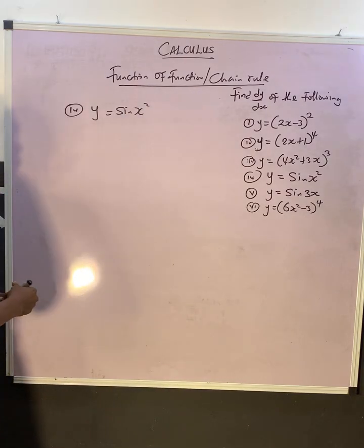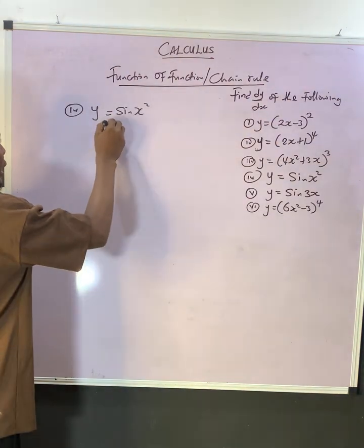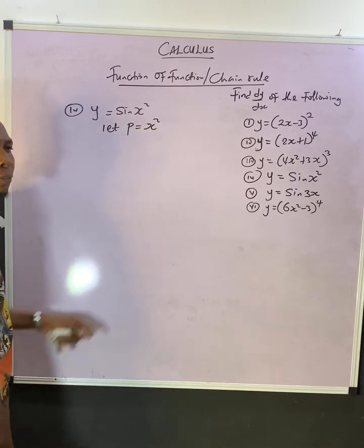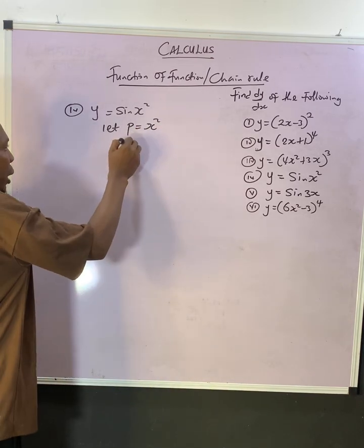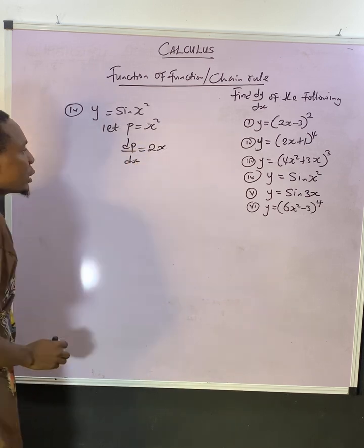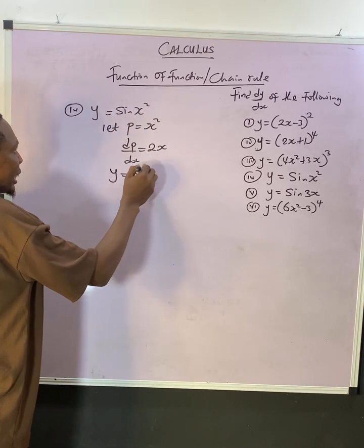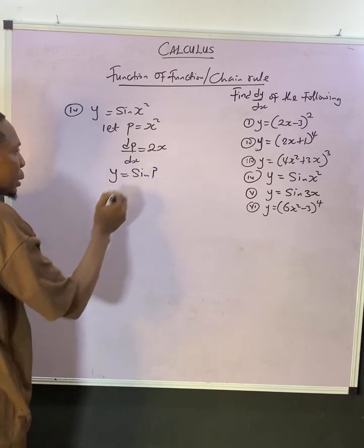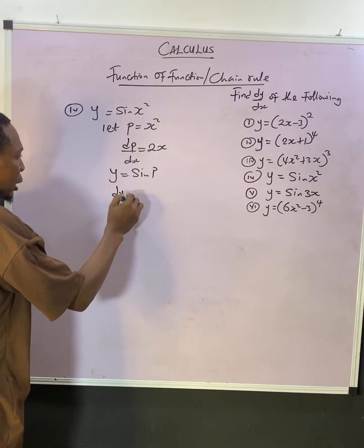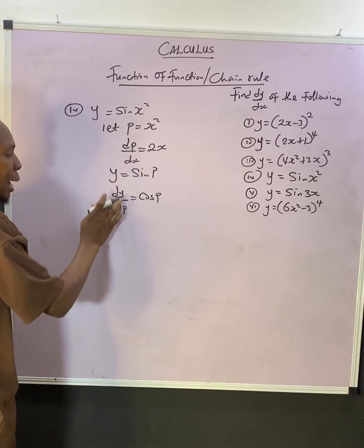So for question 4, y is equal to sine x squared. So we can say let p equal x squared. You differentiate p with respect to x. So we have dp/dx equals 2x. So this time around, you write your question in terms of p. We have y equals sine of everything here, written as what? p. So if I differentiate sine p, it's written as what? cos p. So our dy/dp is written as cos p.